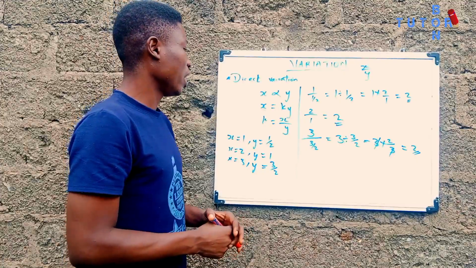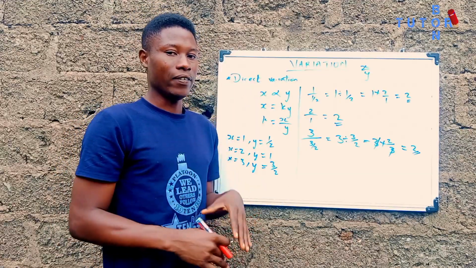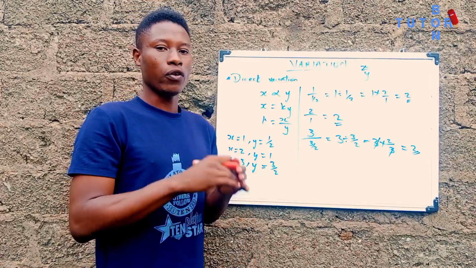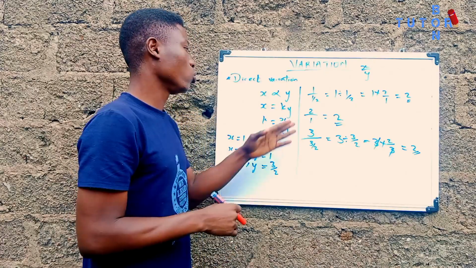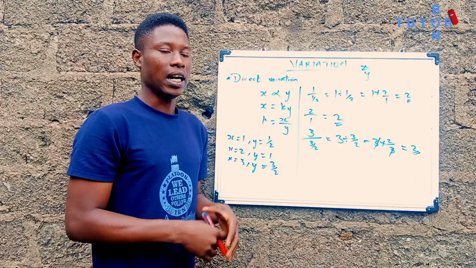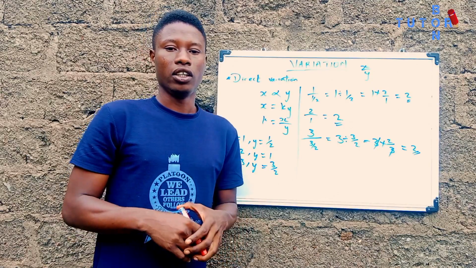Whenever you divide your x by y, you have a constant value, and that is why it is direct, because they are following the same pattern. An increase in one will also lead to an increase in the other, and a decrease in one will also lead to a decrease in the other.